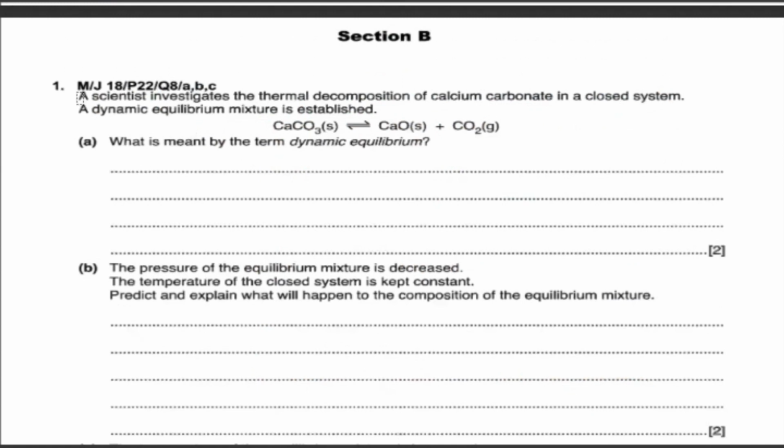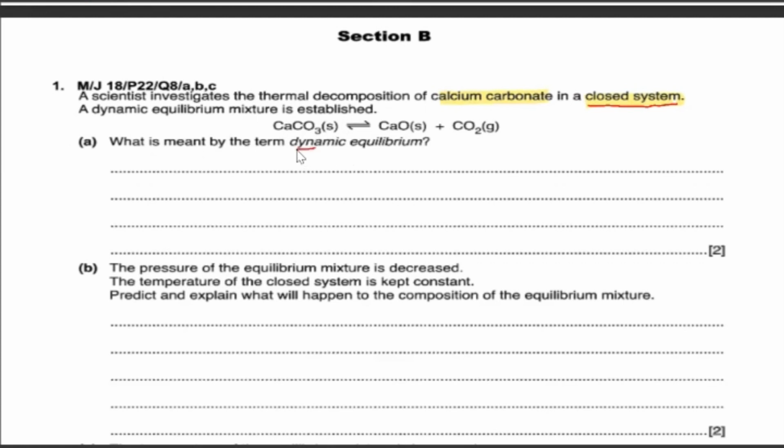Now they're asking you, a scientist investigated the thermal decomposition of calcium carbonate in a closed system, right? In order to have an equilibrium scenario for the reaction to reverse, one of the conditions is that you need a closed system so that none of the gases escape, neither the reactant gases nor the product. If all the reagents remain there, the reaction can proceed in the forward direction as well as in the backward. Now, a dynamic equilibrium mixture is established.